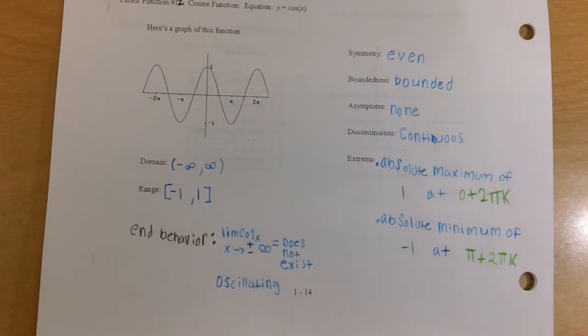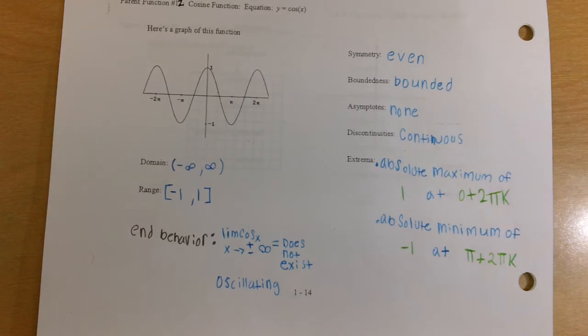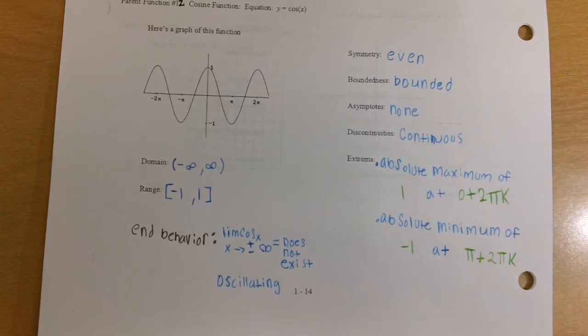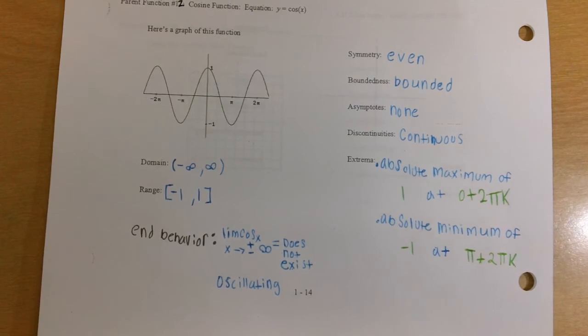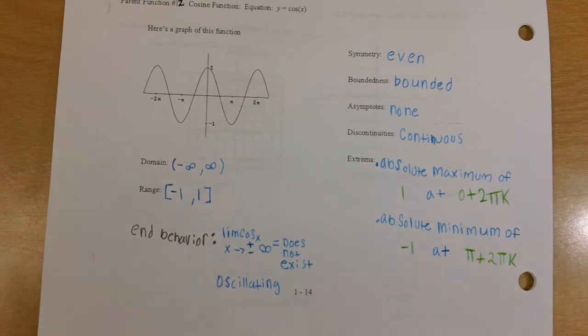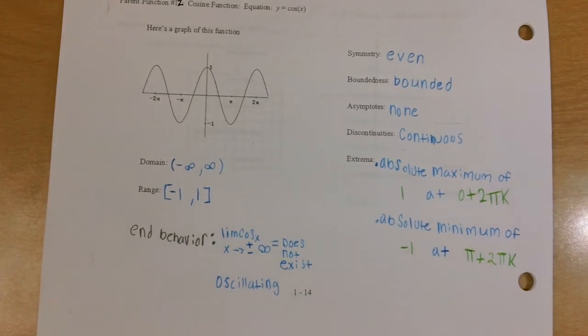Cosine has even symmetry because you can fold it over the y-axis. The graph is bounded above and below. There are no horizontal and no vertical asymptotes on this graph. The graph is continuously going, therefore there is no discontinuity.